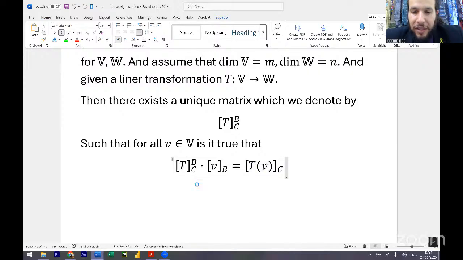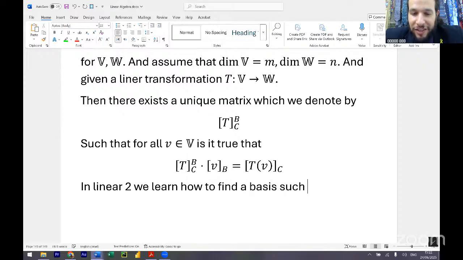And in Linear 2, we learn how to find a basis such that the matrix is nicer. What is nicer? Usually diagonal. And I will give you an example in a short while.